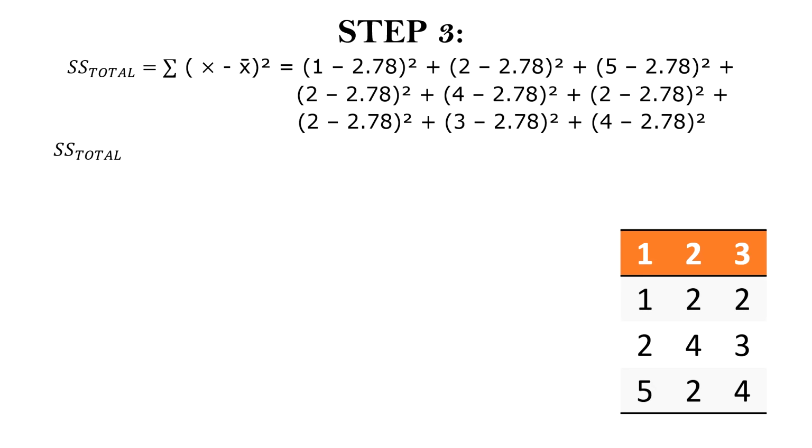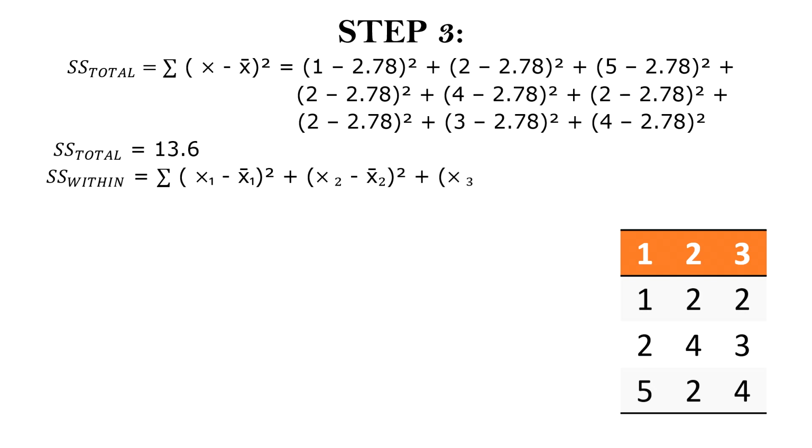Summation of squares total is equal to 13.6. So, after we get the summation of squares in total, we will look for the within. We need the formula of the summation of x1 minus the mean of that condition plus x2 minus the mean of that condition plus x3 minus the mean of that condition.